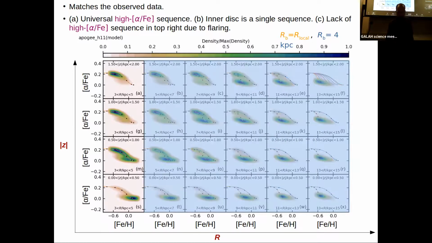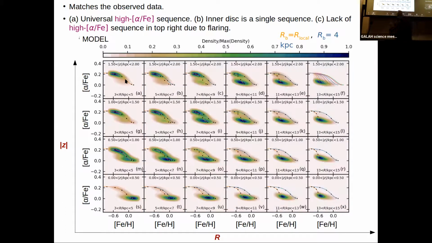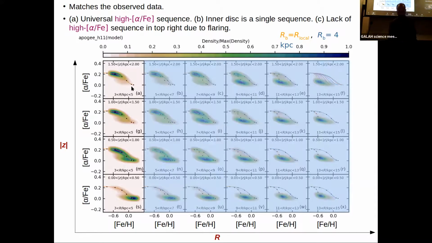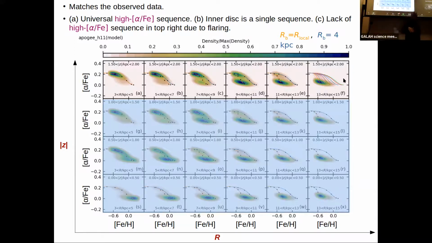And some interesting things, like the inner galaxy, is basically this one sequence over here. So the blue line here is basically an evolutionary track for birth radius of 4 kpc, and the orange line is for the local birth radius. And in the inner galaxy, it's just one. All of them lie on the local birth radius. And if you look in the top slice here, you can see it's high alpha, and then as you go towards the outer disk, you see the low alpha, just like it was seen in the data. And that's because of flaring. If you remember, velocity dispersion was increasing with L, and that was the cause for flaring. And that's what actually causes this thing here.